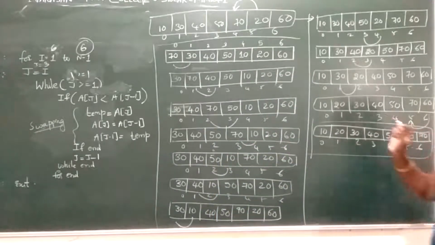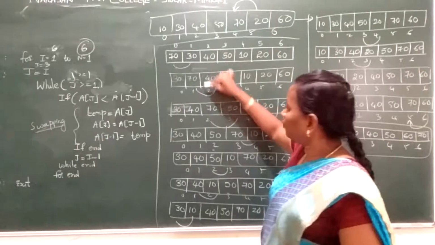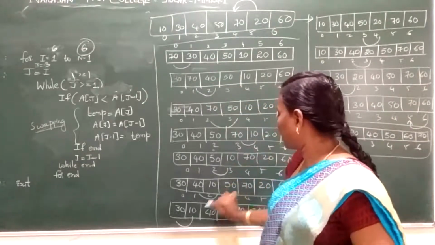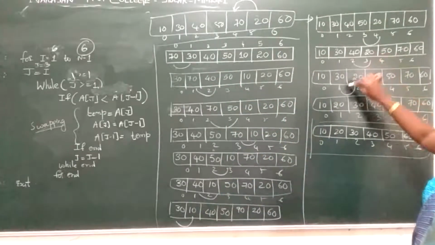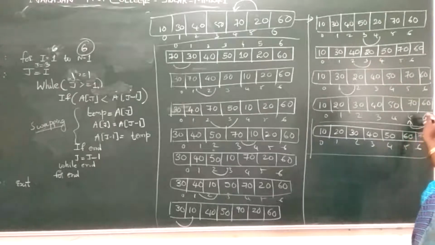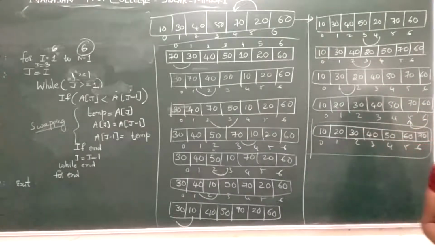So we'll see how many swaps. 1, 2, 3, 4, 5, 6, 7, 8, 9, 10, 11, 12. So we have 12 swaps. Okay. So this is about the insertion sort.